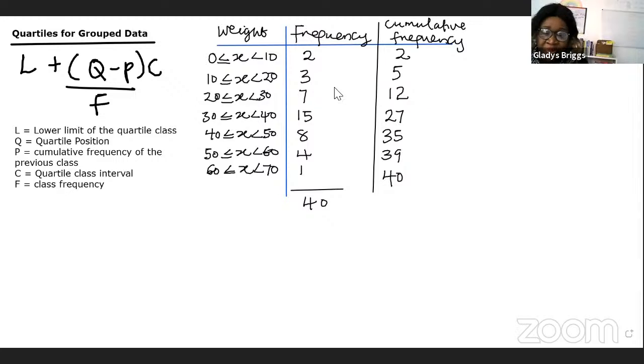Okay, so we've done that now. The next thing you want to work out are the quartile positions. You've got quartile 1, quartile 2, and quartile 3, for the lower quartile, the middle quartile, and the upper quartile. So let's work out our quartile positions.